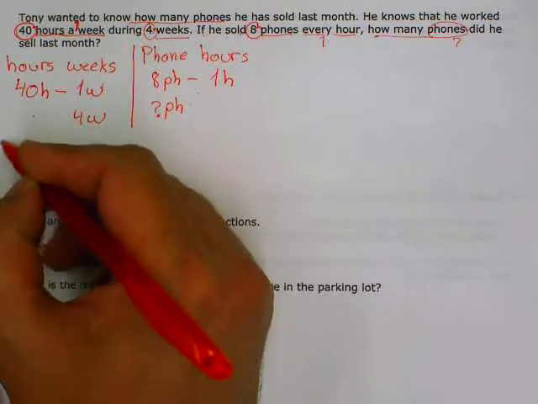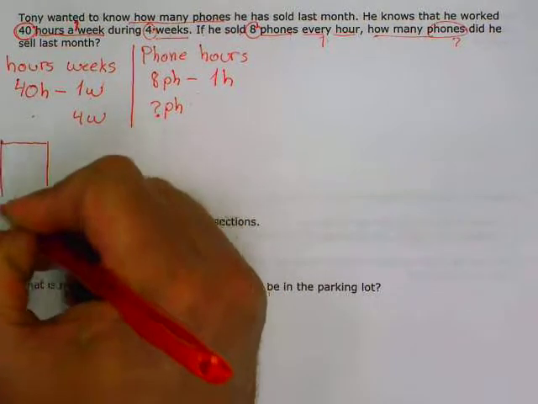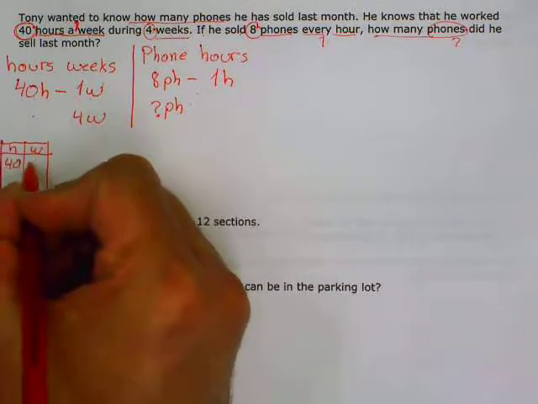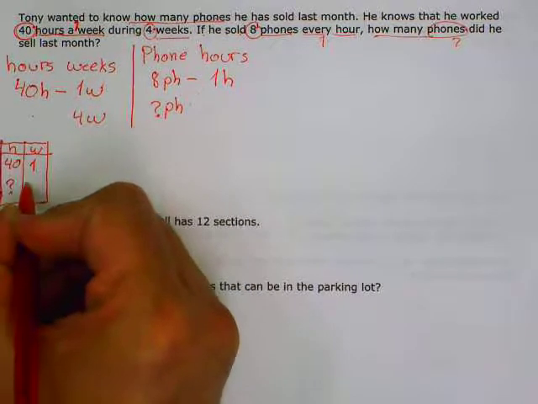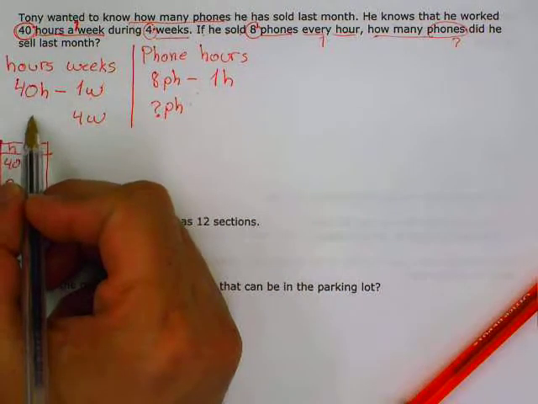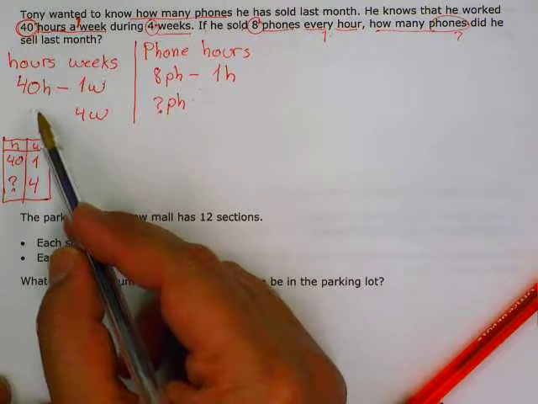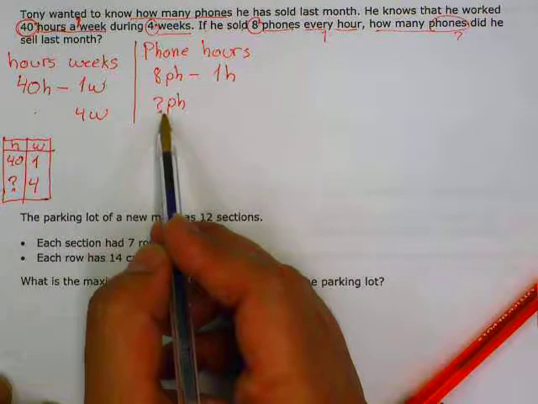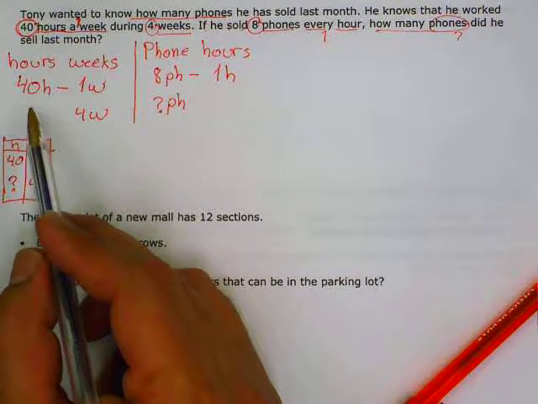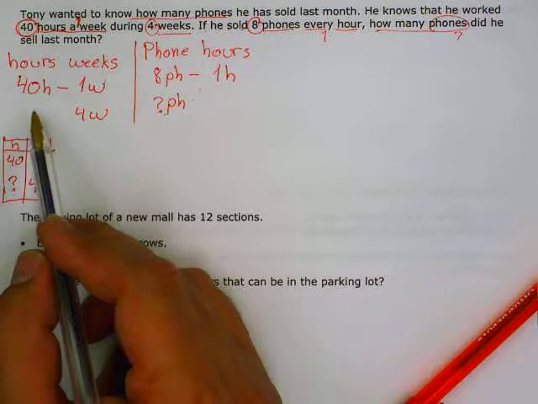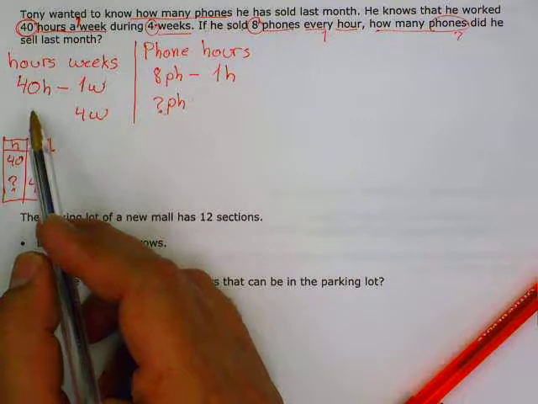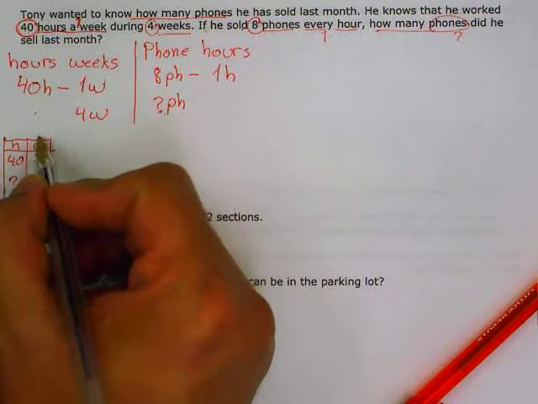Okay, so in this table, my relationship is between hours and weeks. He worked for 40 hours every week. How many hours did he work in 4 weeks? Notice one thing. I'm not putting my question mark here in the hours because that is not the question of the problem. My question mark here is with phones. Even though that's what I need to figure out, I'm not going to put a question mark so I don't get confused and say that's my final answer, which is not. Okay?